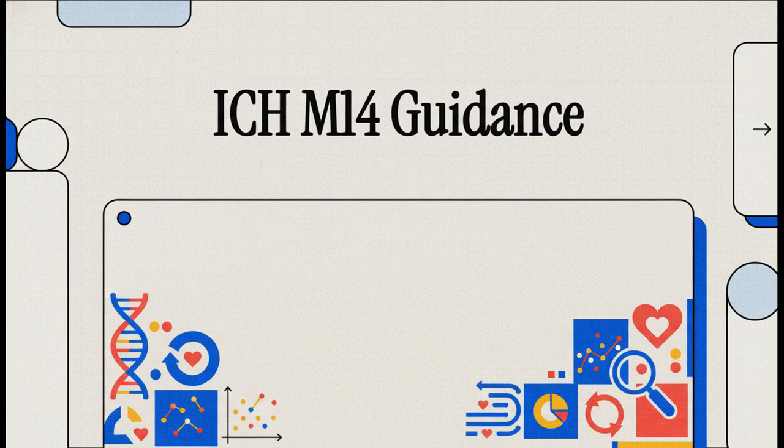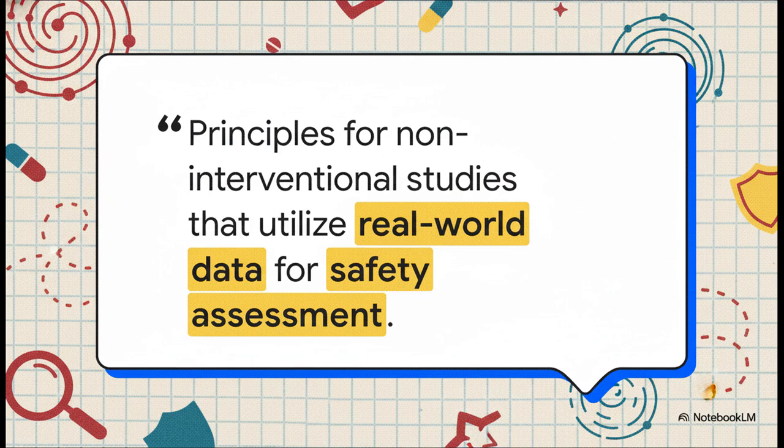And that's exactly why today, we're going to break down a true landmark document that sets the new standard, the ICH M14 Guidance. Now that's a mouthful, I know, but the full title tells you everything. This is the International Council for Harmonization laying out a single, high-level standard for how we should all be using real-world data to assess medicine safety. The goal here is to harmonize the approach across the entire globe.